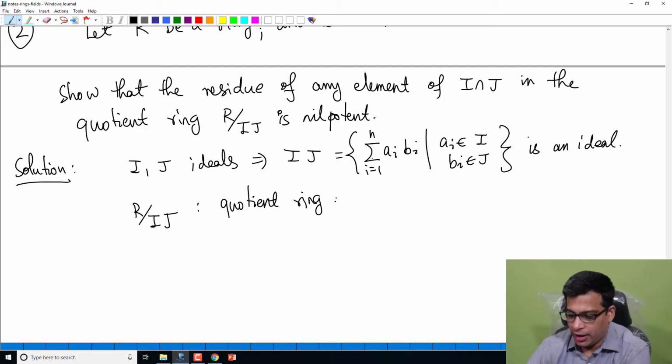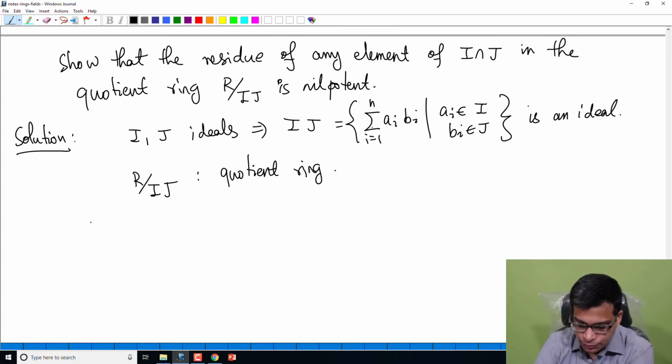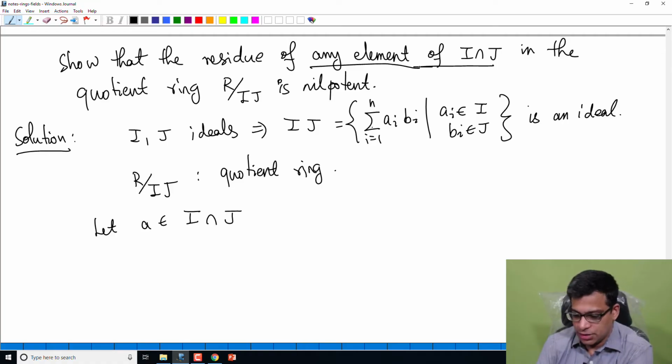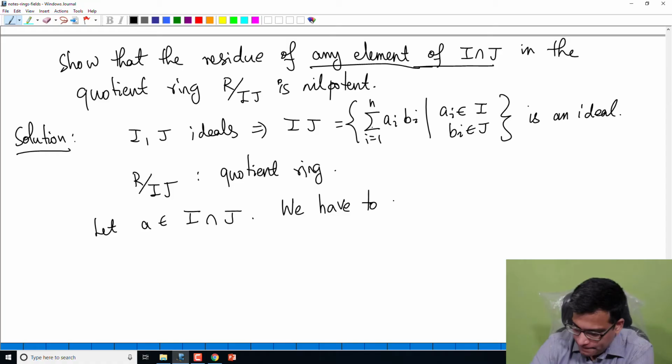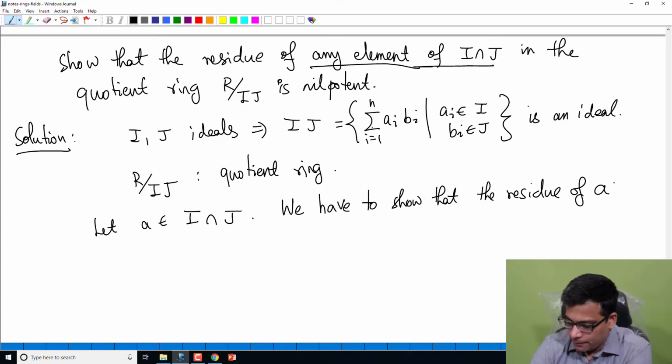Now the problem is saying that, let A be an element of I intersection J, the residue of any element of I intersection J. So let A be an element of I intersection J. In other words, A is in both I and J. We have to show that the residue of A in R mod IJ is nilpotent.